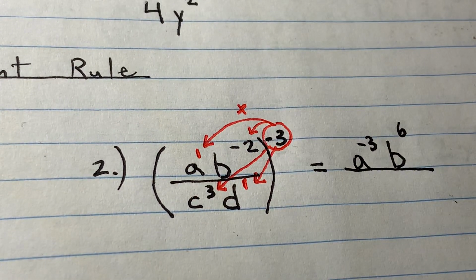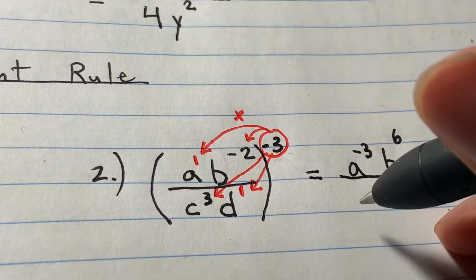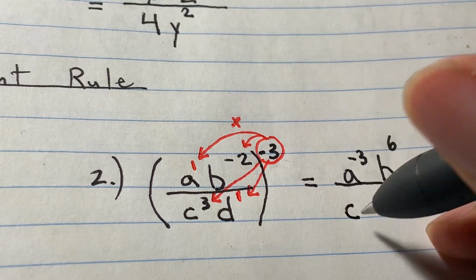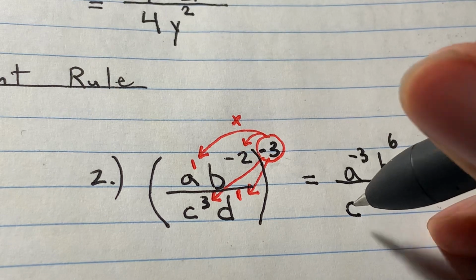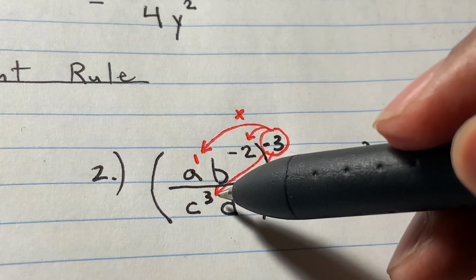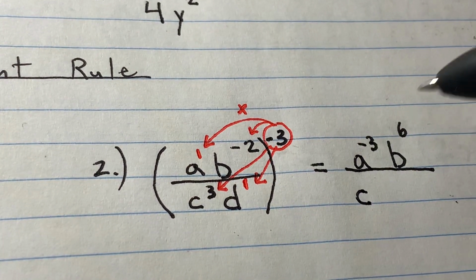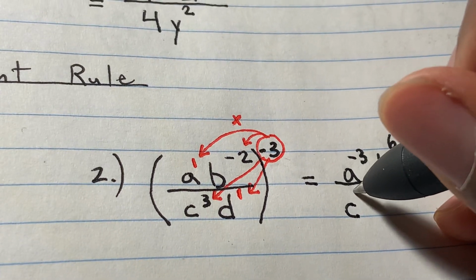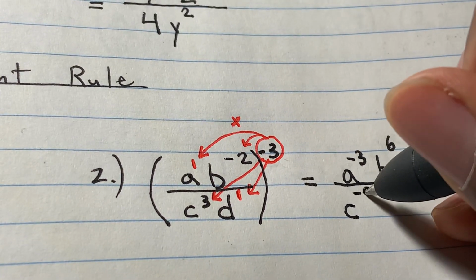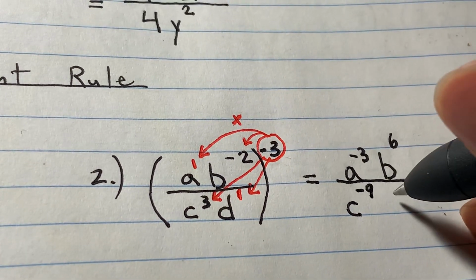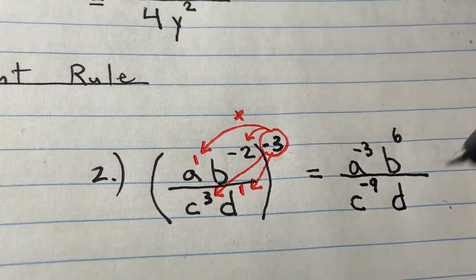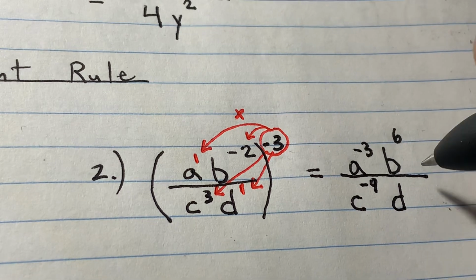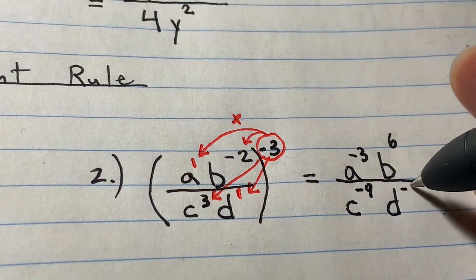What about the bottom? Okay, someone just said, Mr. Barbier, it's going to be C to the negative 9, right? Don't forget, 3 times 3 is 9, not 6. If you put 6, please correct that. And it's going to be a negative, correct? Because it's a negative times a positive. And what about D? D is going to be D to the what? Okay, good, negative 3.